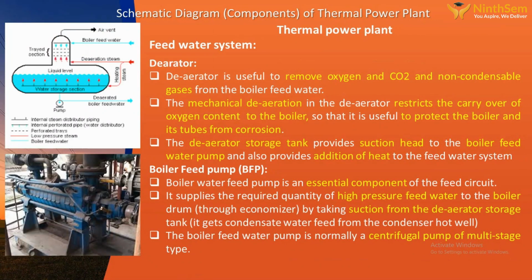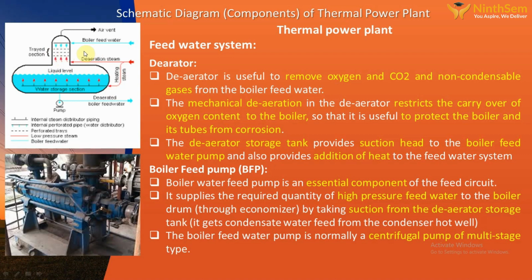When we come to the feed water system, the feed water taken from the condensate system is pumped back to the boiler with the help of a multi-stage high pressure feed water pump. In the picture, this is a high pressure feed water pump. It takes water from the deaerator. This deaerator has the mechanical deaeration function as well as the deaerator storage tank. The deaerator gets water from the condensate system, where the condensate water collected from the hot well comes to this deaerator. From this deaerator, the deaeration takes place.